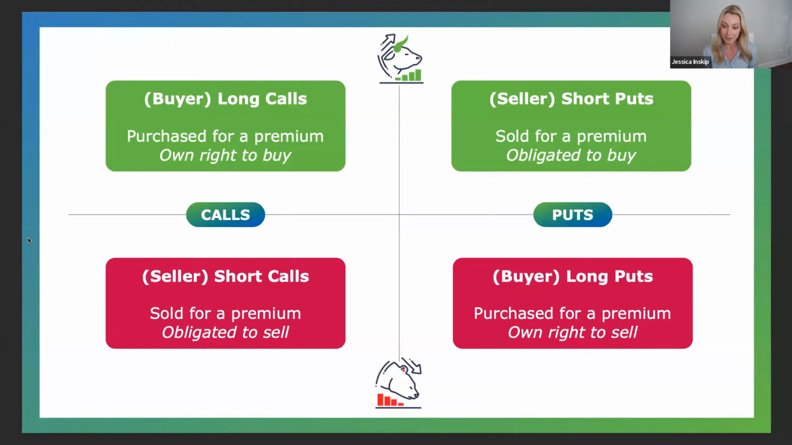And this you have seen before, but it's just a helpful chart to understand the obligations and the bullish and bearish components of those individual contract legs. So if you are a buyer, you own the right. In the case of a call, you own the right to buy. For a put, you own the right to sell. And then sellers, or short options holders, have the obligation. The calls have the obligation to sell, and the puts have the obligation to buy.